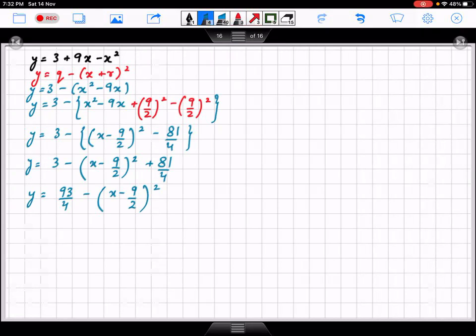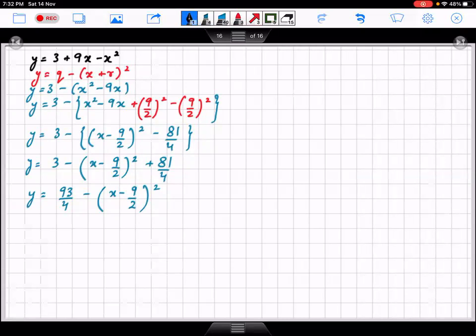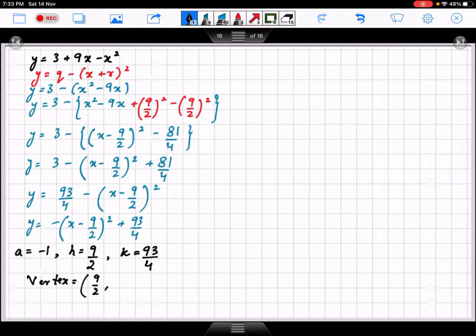So now we have the values. So now we talk about the value of a. We can also write it like x minus 9 upon 2 whole square plus 93 upon 4. So I can tell you that a is equals to minus 1, h is equals to 9 upon 2, while k is equals to 93 upon 4. So anybody asks you for the vertex, it should be 9 upon 2, comma 93 upon 4.